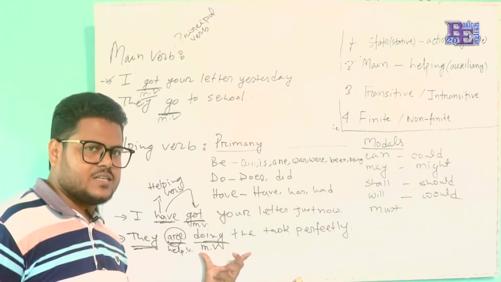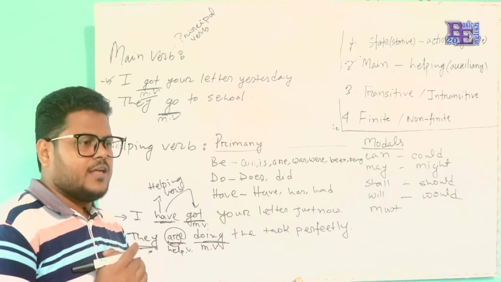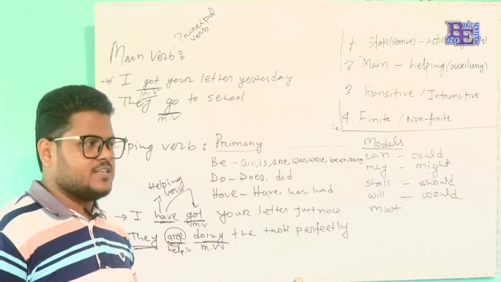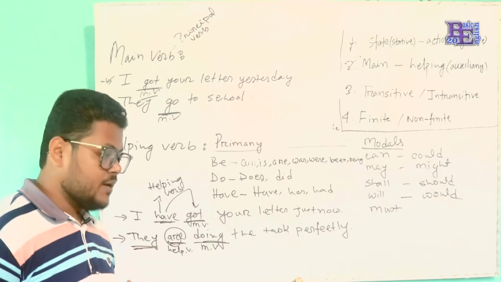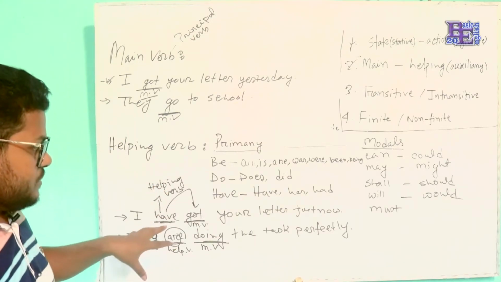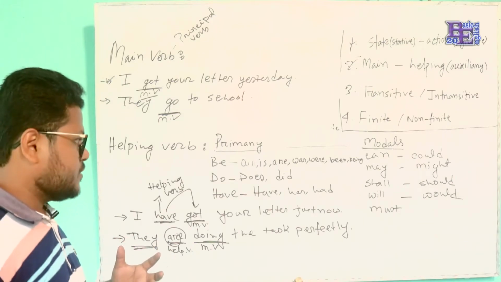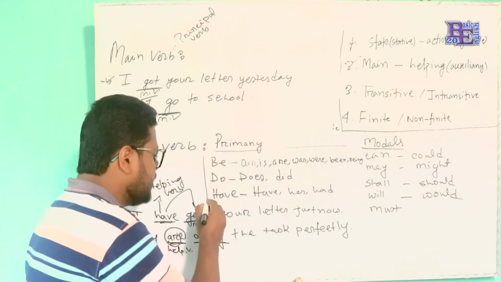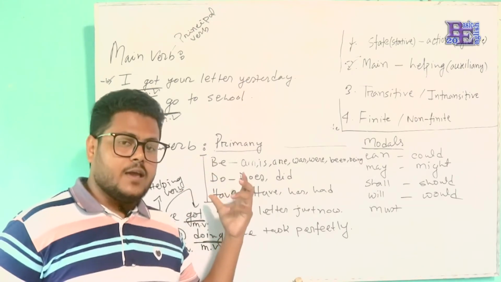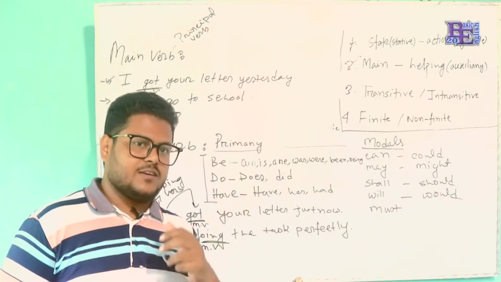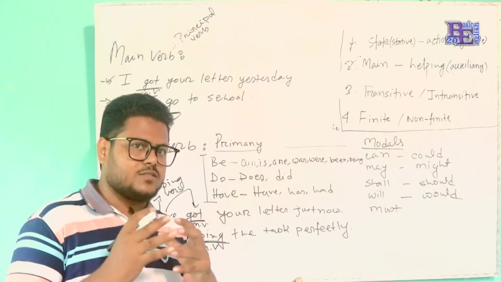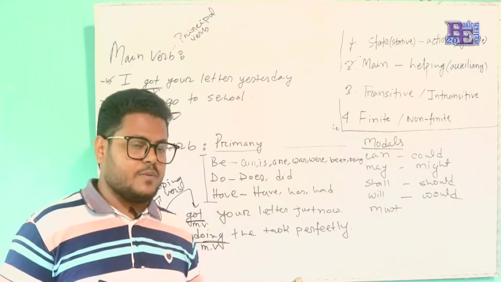tense of the sentence. As I have already told you, helping verbs are used to express the tense, sometimes to express the voice, sometimes to express the moods. So they are especially used as helping verbs. And there is a point that you should remember: these are such verbs that they can be used both as the helping verb and as the main verb, and we will get the combination of helping verb and main verb later on.